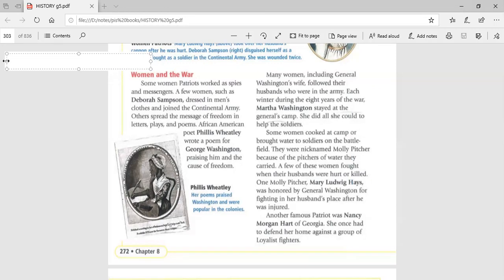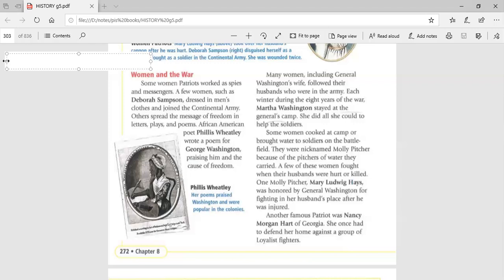We have some famous women, like for example, Deborah Sampson. Deborah Sampson, guys, joined the army. She dressed in the clothes of a soldier, like a man, and she joined the army. Also, we have Phillis Wheatley. Phillis Wheatley wrote a very famous poem encouraging President George Washington to get independence.